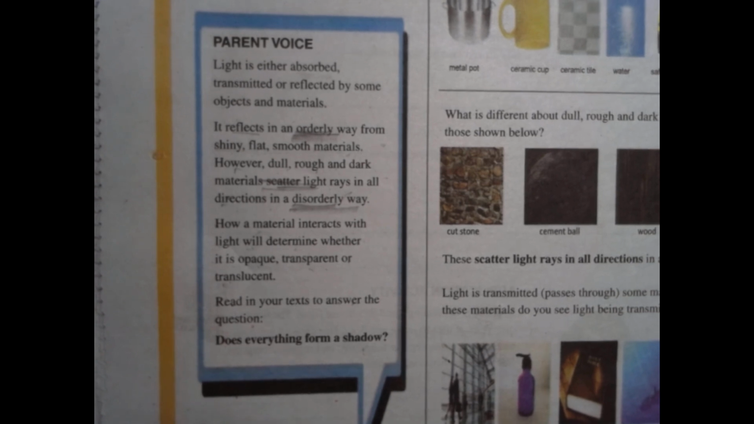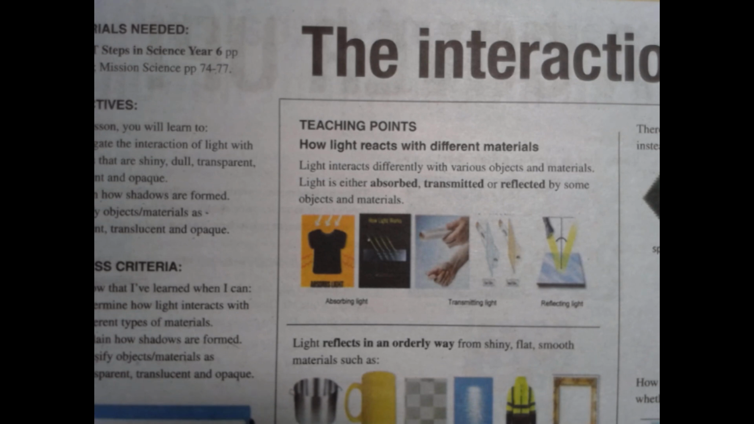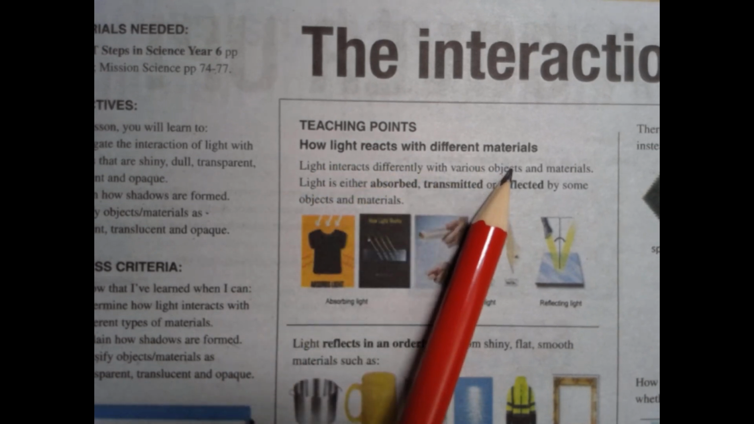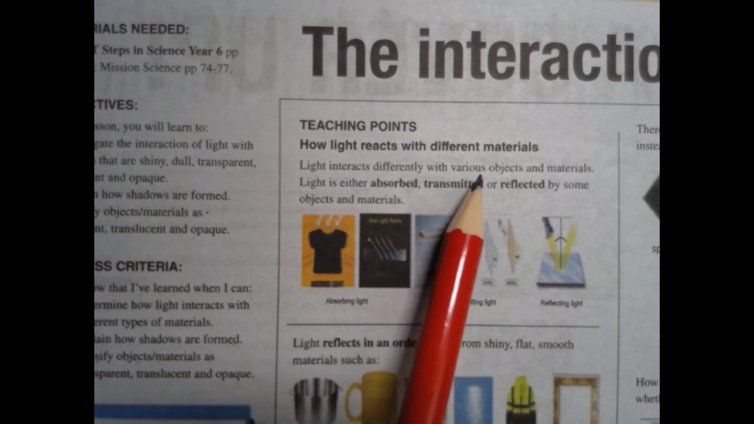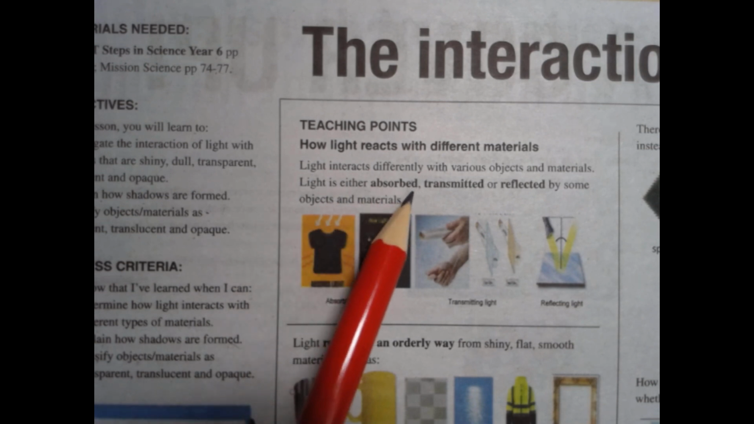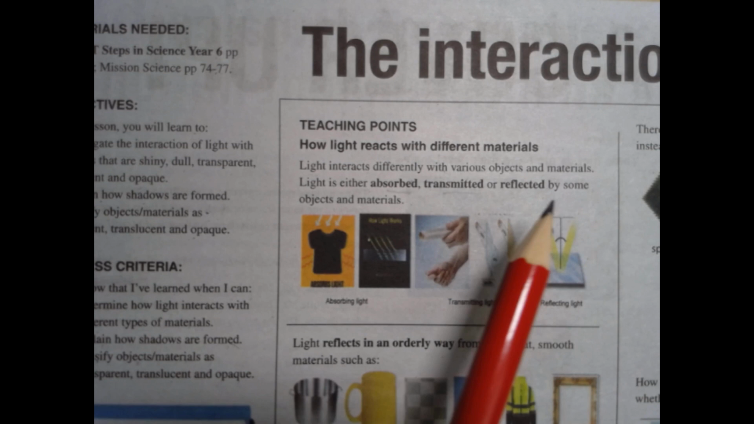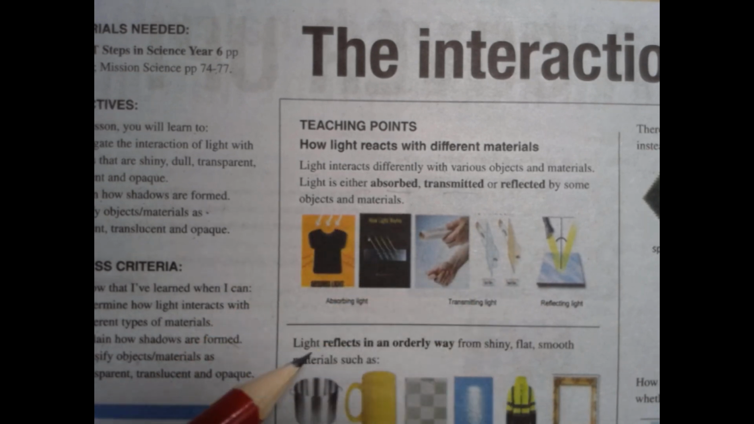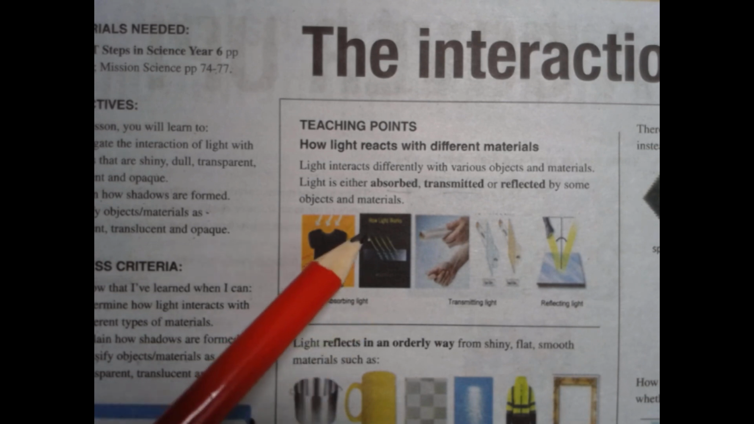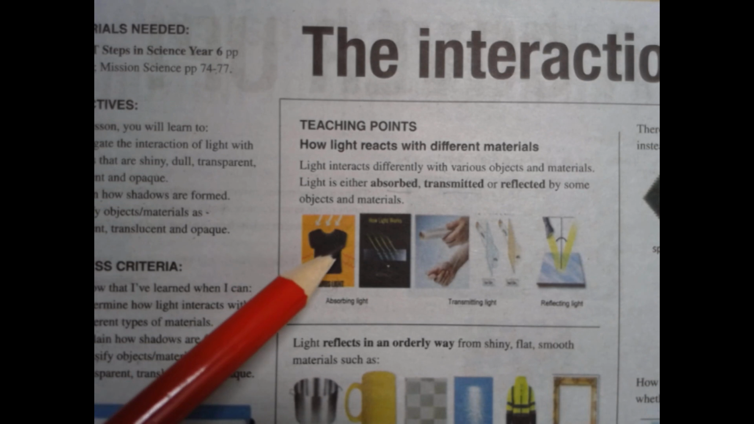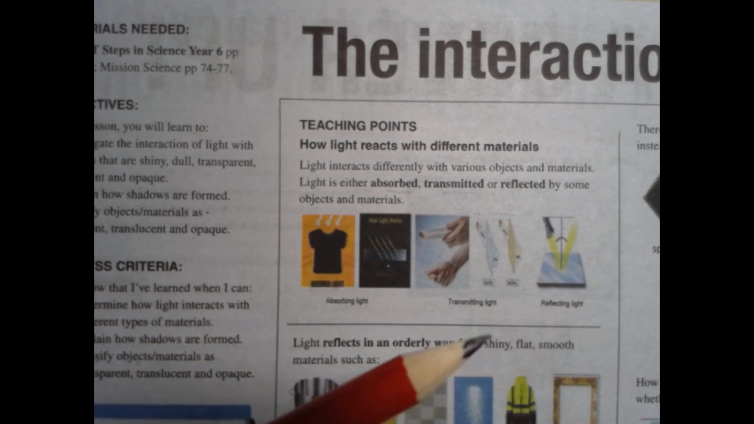Now to the teaching points. All right. So teaching points now. How light reacts with the different materials. Light interacts differently with various objects and materials. Light is either absorbed, transmitted, or reflected by some objects and materials. So we have some pictures here, and let's see. This looks like light rays coming here, and it says absorbs light. Okay, so absorbing light here. This one, how light works, we go in, we don't see anything coming out, so again, light is absorbed.